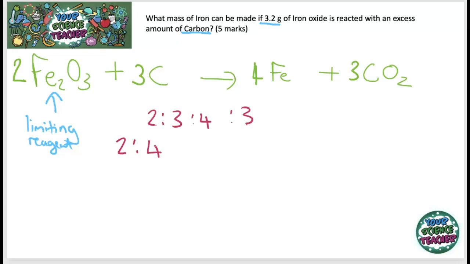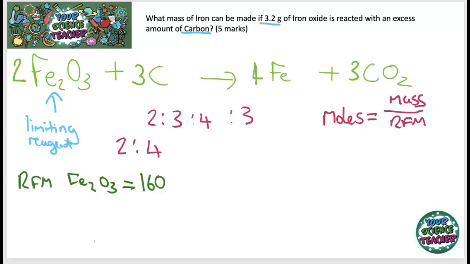So the first thing that I need to do is calculate how many moles of iron oxide I have in this question. For that, I need to work out the RFM of iron oxide and use the equation moles equals mass divided by RFM. And you can see I've worked out the RFM of iron oxide here. The way I did that was I looked at the periodic table, and iron has a relative atomic mass of 56, oxygen has 16. So I did 16 times 3 plus 56 times 2, and that equaled 160.